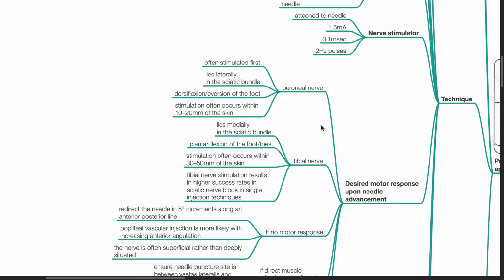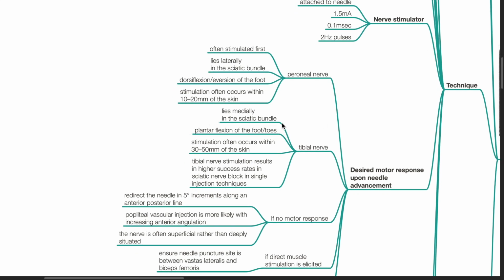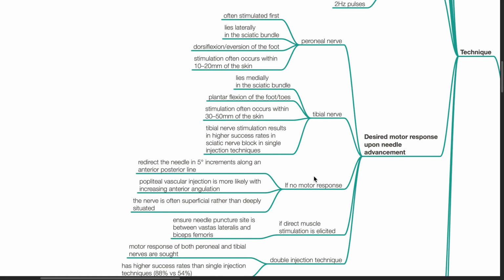The tibial nerve lies medially in the sciatic bundle. Plantar flexion of the foot or toes occurs with tibial nerve stimulation. Stimulation often occurs within 30 to 50 mm of the skin. Tibial nerve stimulation results in higher success rates in sciatic nerve block in single injection techniques.